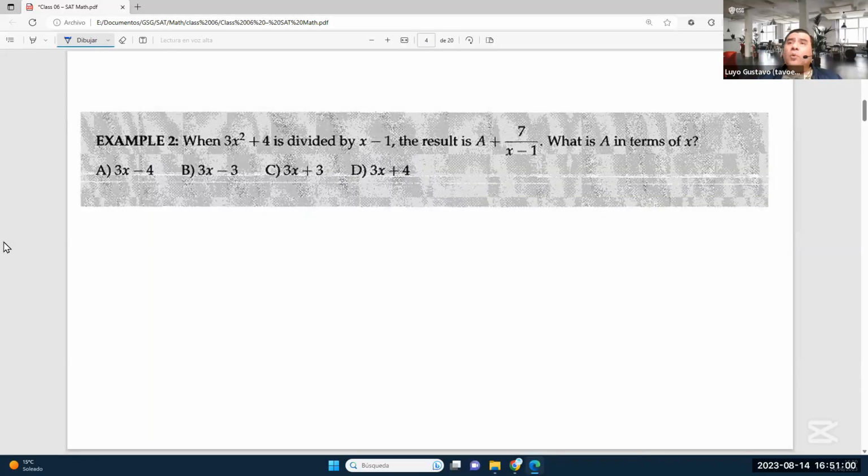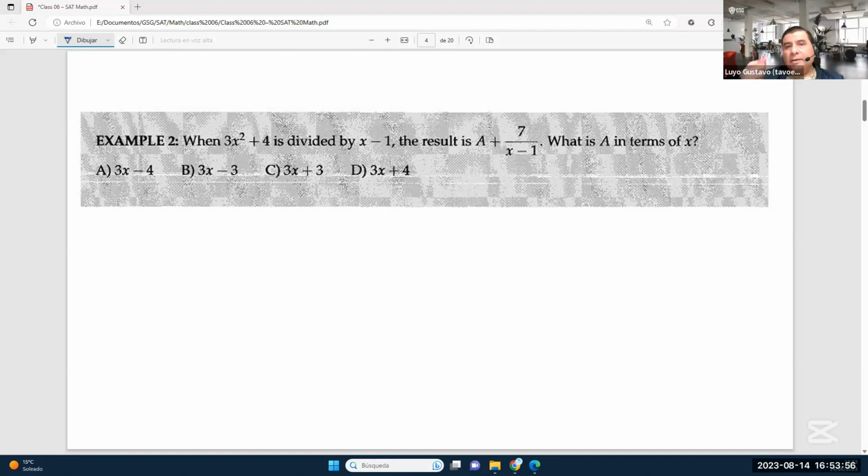You have when 3x squared plus 4 is divided by x minus 1, the result is a plus 7 over x minus 1. What is a in terms of x? Okay, here I'll make a pause and you may try to figure this out, okay?